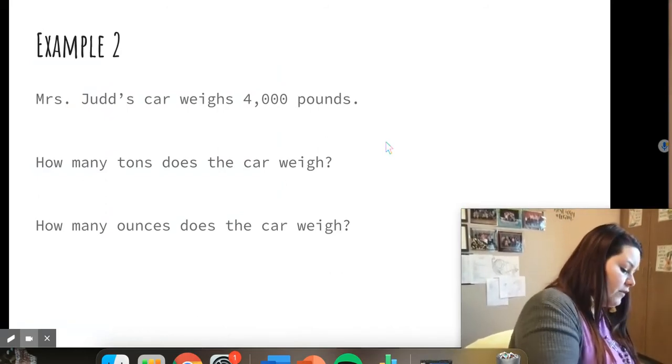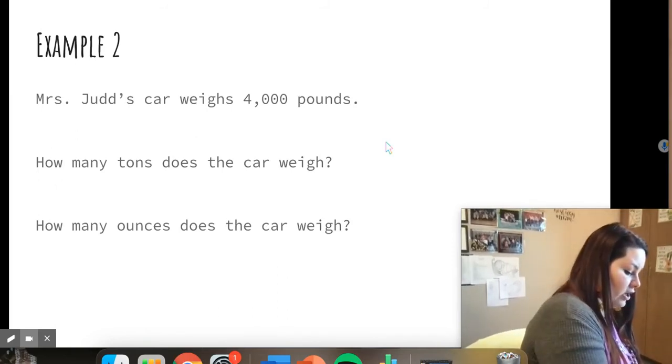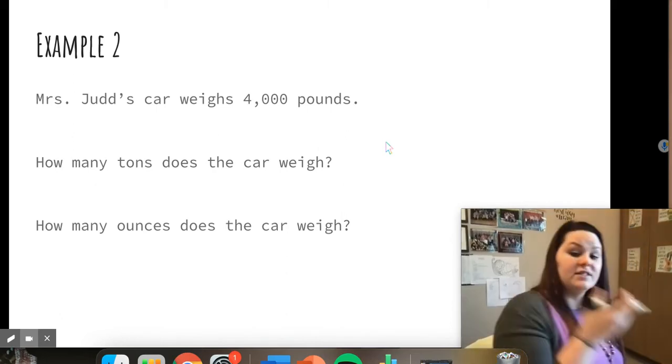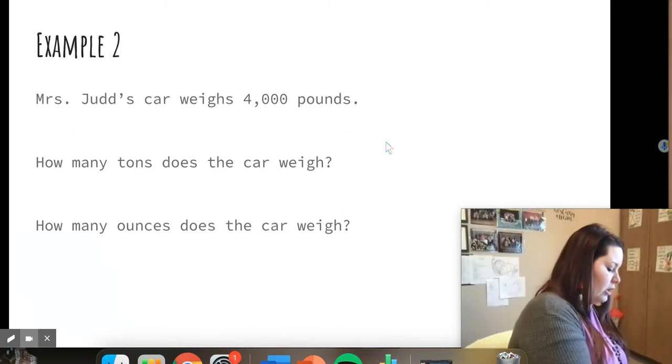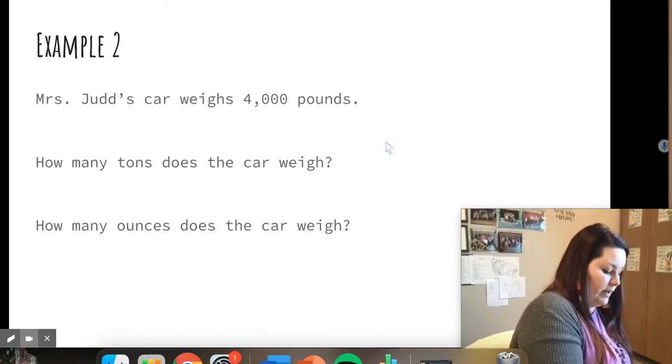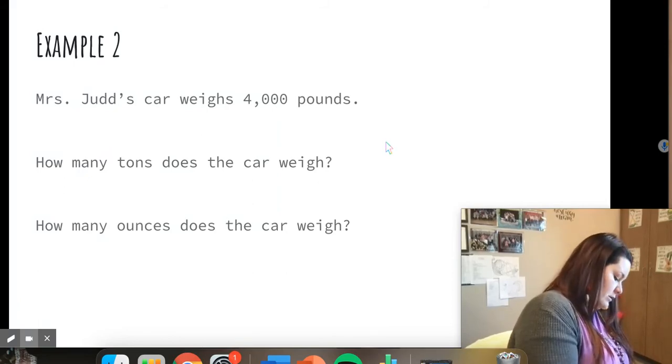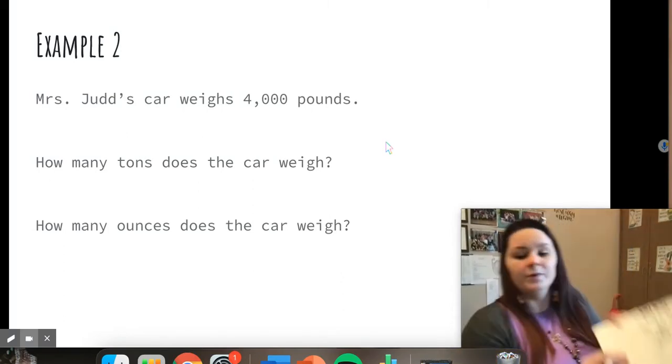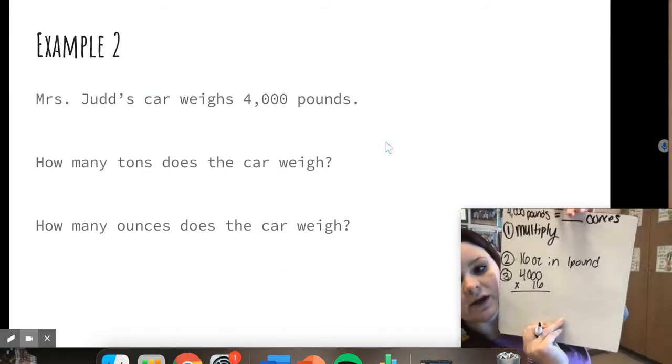Now we need to figure out how many ounces this car weighs. So again, now this time we have 4,000 pounds and we're going to see how many ounces. So we're going from pounds that are larger to ounces that are smaller. So we are going to multiply. Okay. Then we need to figure out how many ounces are in 1 pound. And we said there are 16 ounces in 1 pound. Okay. And so what we're going to do is multiply 4,000 times 16 to get our answer, just like this. So these are the steps that we're following.